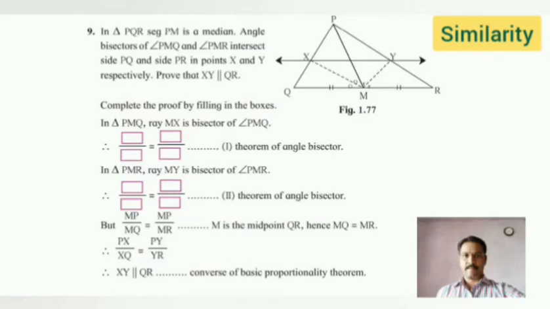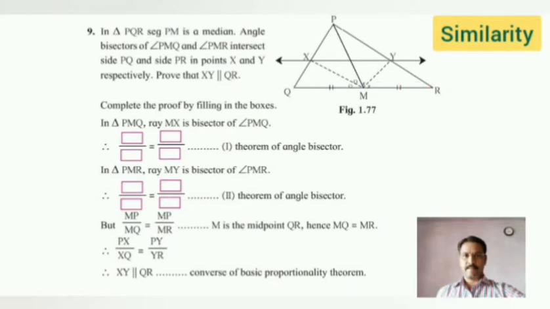See here friends, this is the ninth sum from the problem set. In triangle PQR, PM is the median because these two parts are the same. The bisector of angle PMQ and the bisector of angle PMR meet PQ at X and PR at Y. From all this information we have to prove that XY is parallel to QR.